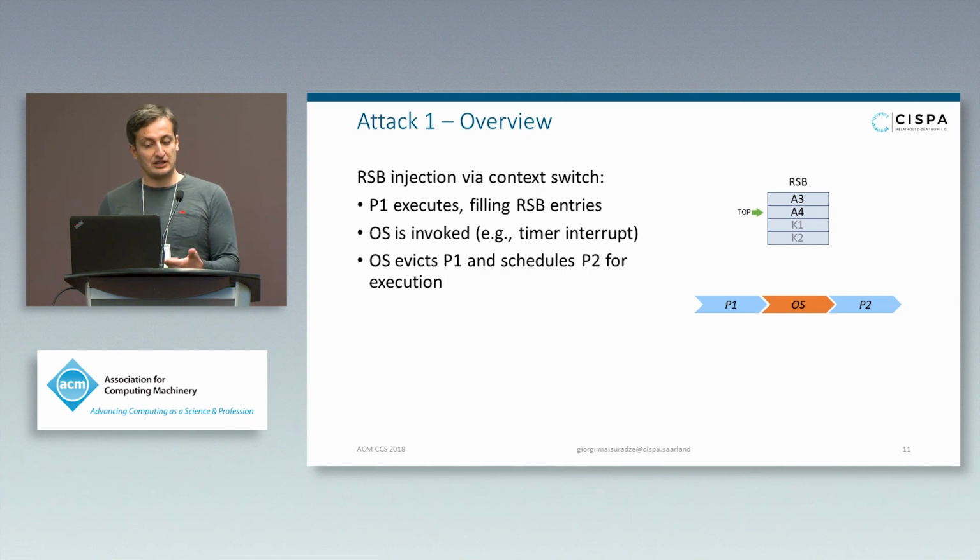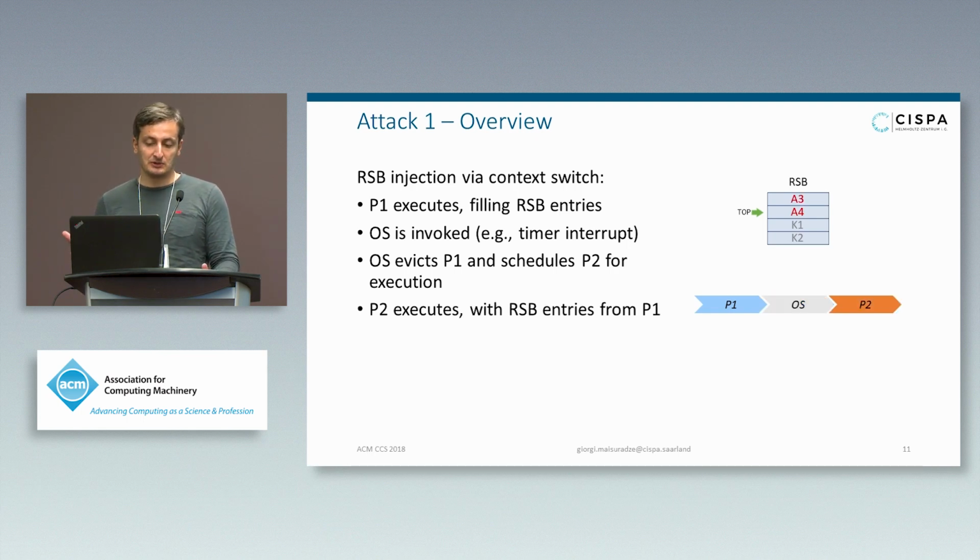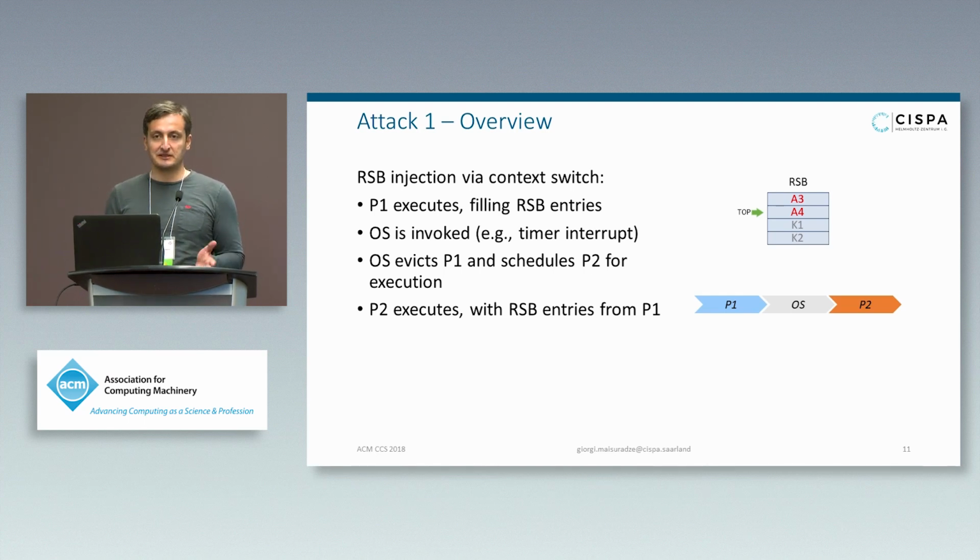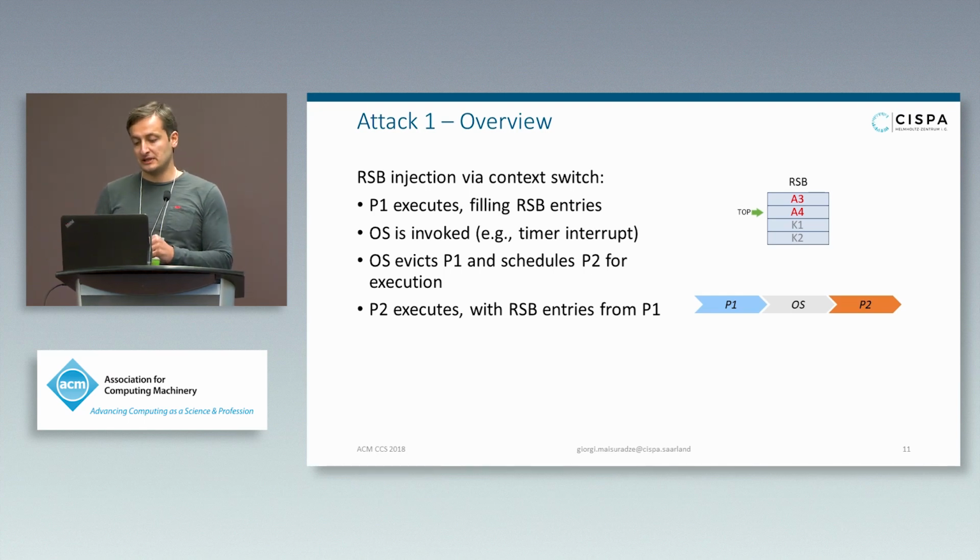And this means the stack is changed, but however, the RSB remains the same as it was in P1. And now when process 2 continues execution, if it now executes return instructions, this means the entries that will be used for prediction will be taken from P1. And this is a clear problem if we assume now that P1 is controlled by the attacker and P2 is a victim process. This means that the attacker process will be able to inject arbitrary values in RSB entries that will later be used in the victim.